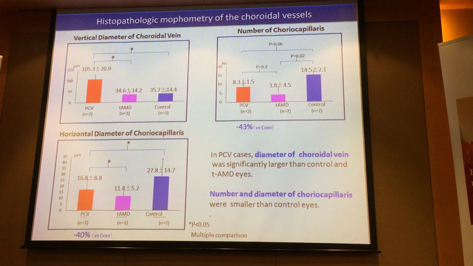We also did the histopathologic morphometry of choroidal vessels. The vertical diameter of the choroidal vein was thickest in the PCV, and the number of the choriocapillaries was decreased compared to the control. And the horizontal diameter of the choriocapillaries is also decreased.